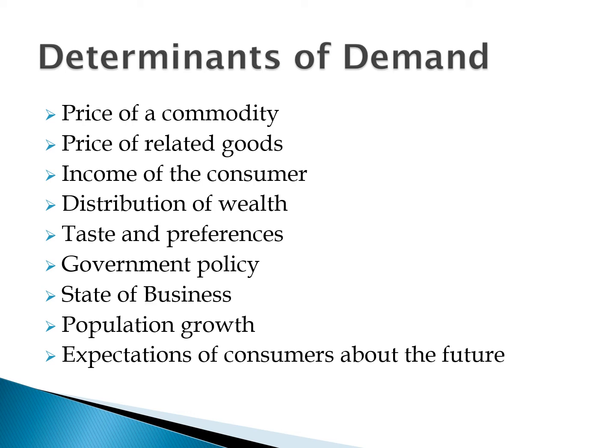Next, population growth. The growth of population is another determinant. Increase in population leads to increasing demand for all types of goods, whereas decreasing population means less demand for such commodities. Last one, expectation of consumers about the future. If the consumer anticipates a rise in price in the near future, they will start demanding a larger quantity of a particular product and vice versa.